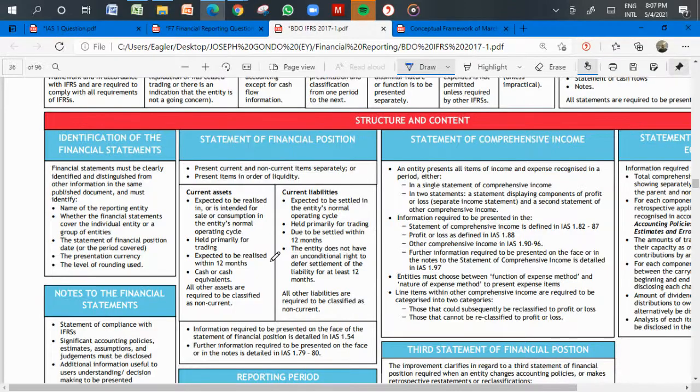Where was I? Okay, so you should know the definition. The same applies to the definition of current liabilities. Current liabilities are expected to be settled in the entity's normal operating cycle, held primarily for trading, due to be settled within 12 months, or the entity does not have an unconditional right to defer settlement of the liability for at least 12 months. And then for non-current liabilities, we say all other liabilities that are not current liabilities should be classified as non-current liabilities. That's the definition.